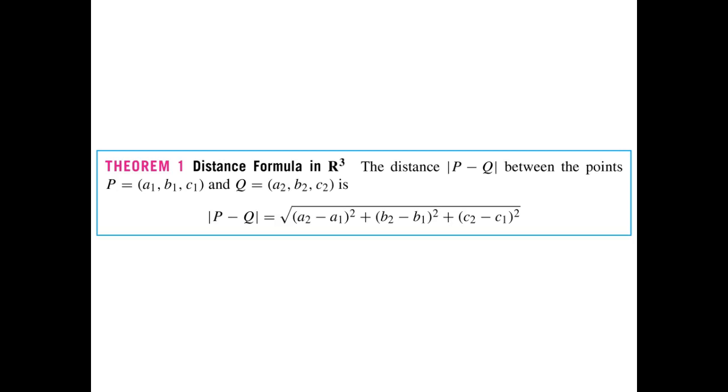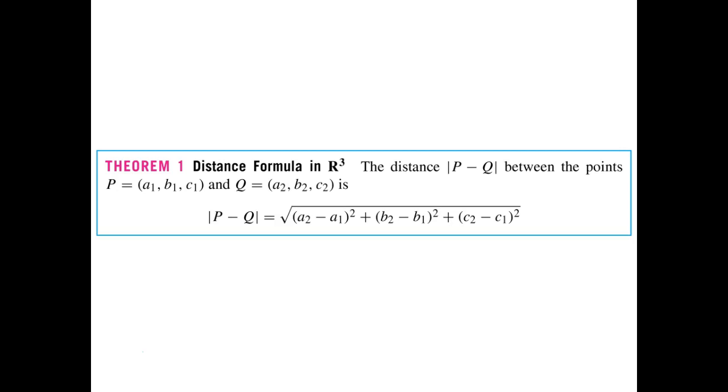The distance of that line segment between points P (A1, B1, C1) and Q (A2, B2, C2), the way they describe it there, it's like going from P to Q, it doesn't matter which one because you've got the distance there. The length of that would be the square root of (A2 minus A1) squared plus (B2 minus B1) squared plus (C2 minus C1) squared, the square root of the sum of those squares. That's defined as distance.